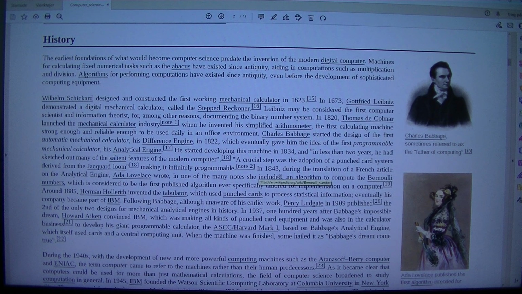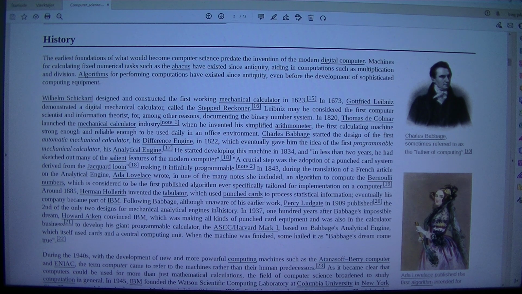In 1843, during the translation of a French article on the Analytical Engine, Ada Lovelace wrote, in one of the many notes she included, an algorithm to compute the Bernoulli numbers, which is considered to be the first published algorithm ever specifically tailored for implementation on a computer. Around 1885, Hermann Hollerith invented the tabulator, which used punched cards to process statistical information. Eventually his company became part of IBM.